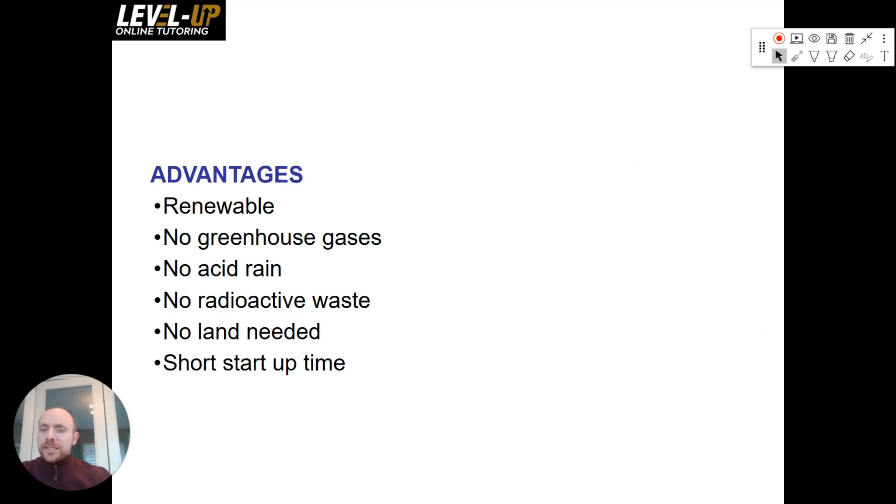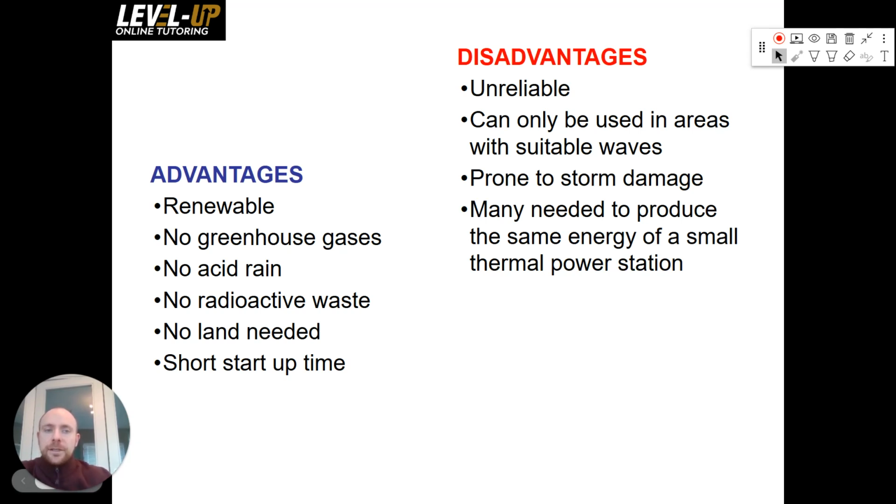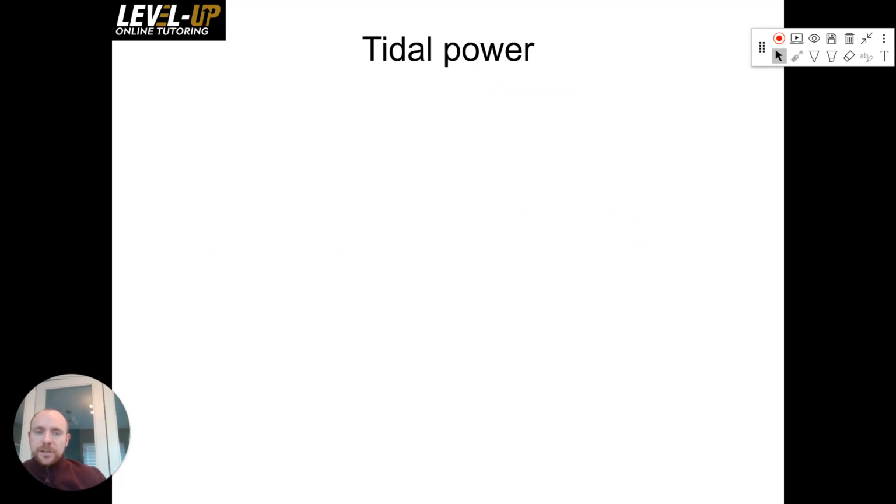Renewable, no greenhouse gases, no acid rain, no radioactive waste, no land needed, short startup time again, easy to turn on, turn off, but not massively reliable. You don't know how many waves there are going to be. If there's a huge storm, then there might be issues, you're going to be damaging it, and you need a lot to produce a small amount of energy. So not used massively at the moment, but possibly a growing technology. Also you need to be careful about ships. You need to be somewhere where there's no ships likely to be going past.